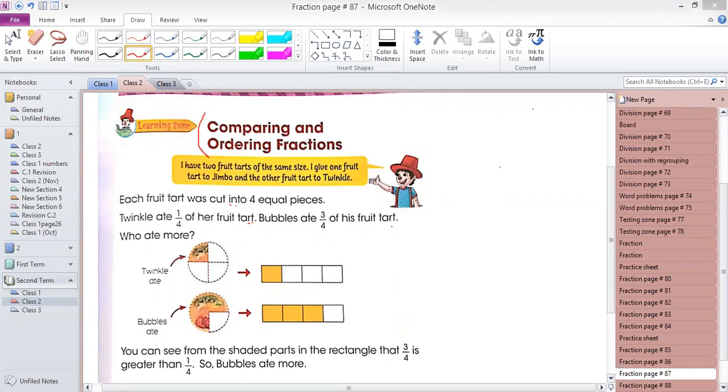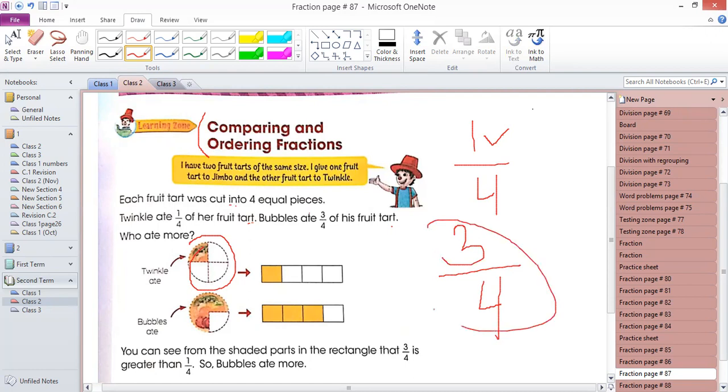What does that mean? Out of 4 equal parts, Twinkle only ate 1 part. There were 4 pieces of fruit, but Twinkle ate only one. When we talk about Bubble, out of 4 equal parts, Bubble ate 3/4. So the question is, who ate more, Bubble or Twinkle? Yes, guys, who ate more?